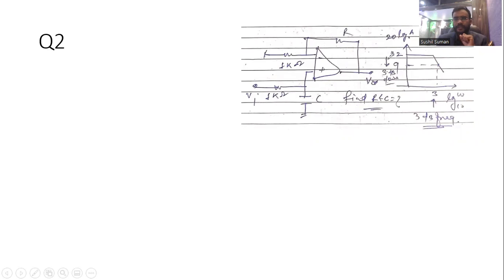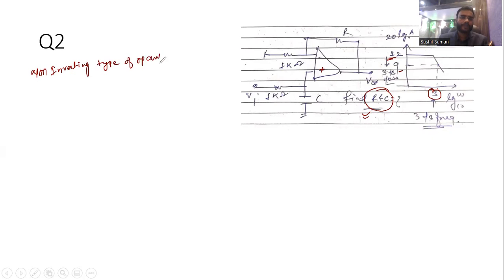Here is 12 dB, here is 9 dB, and at 9 dB the log 10 omega is 3. So this is nothing but your 3 dB cutoff frequency. Now you have to find the R and C values. Here the input is at the plus terminal, the positive terminal. So this is a non-inverting type of op-amp.